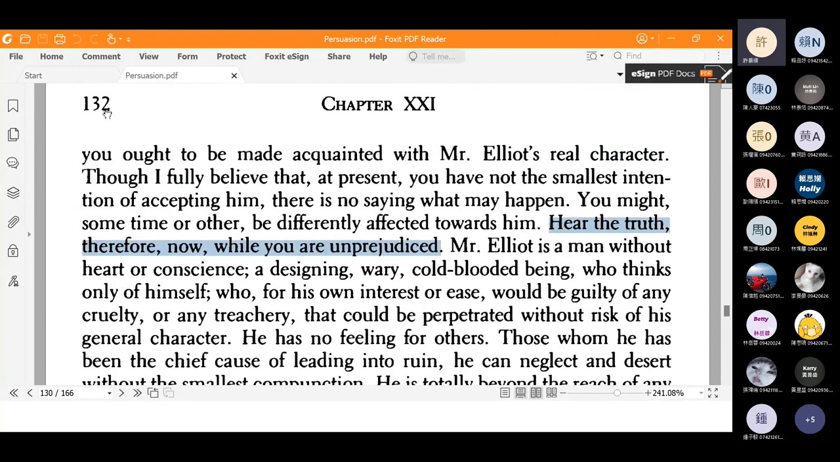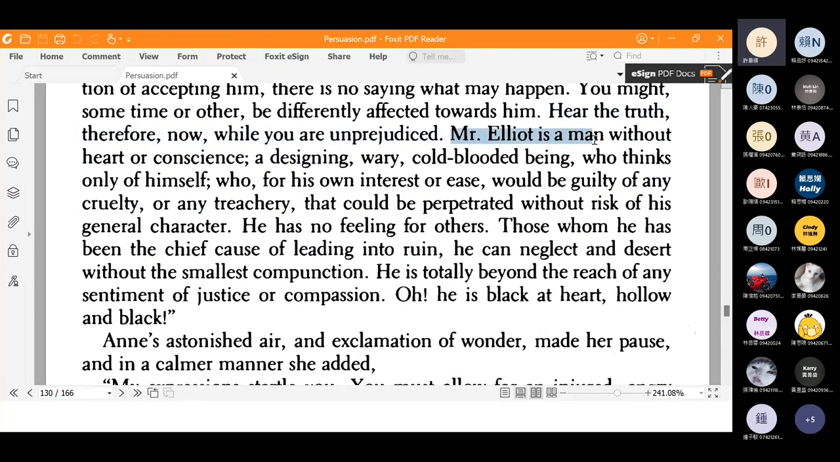Page 132. "Mr. Elliot is a man without heart or conscience, a designing," which means manipulative, "wary," which means careful, "cold-blooded being, who thinks only of himself, who for his own interest or ease would be guilty of any cruelty or any treachery, that could be perpetrated without risk of his general character."